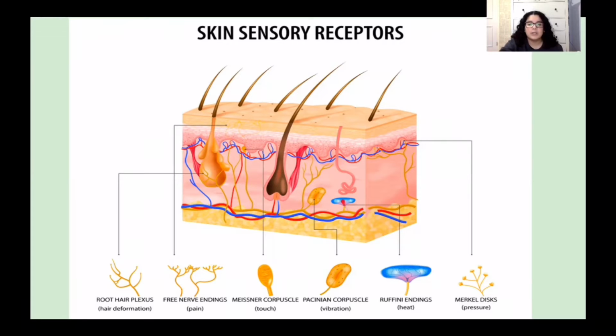Now, I put a little example of a receptor. This is the skin sensory receptors. As you see, they have the root hair pellets, free nerve endings, and etc. This is what a skin sensory receptor looks like.